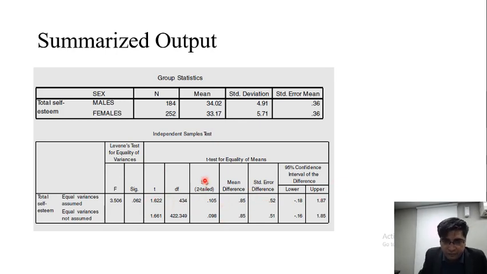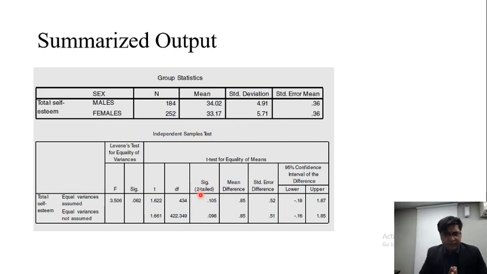For hypothesis testing, to see whether there is a significant difference between the males' and females' total self-esteem, we have to see the value of Sig, the significance value. It should be less than or equal to 0.05 in order to reject the null hypothesis of no difference. But in our case the value is greater than 0.05. It means that we fail to reject the null hypothesis, meaning there is no difference between the total self-esteem of males and females. This is step number 3.